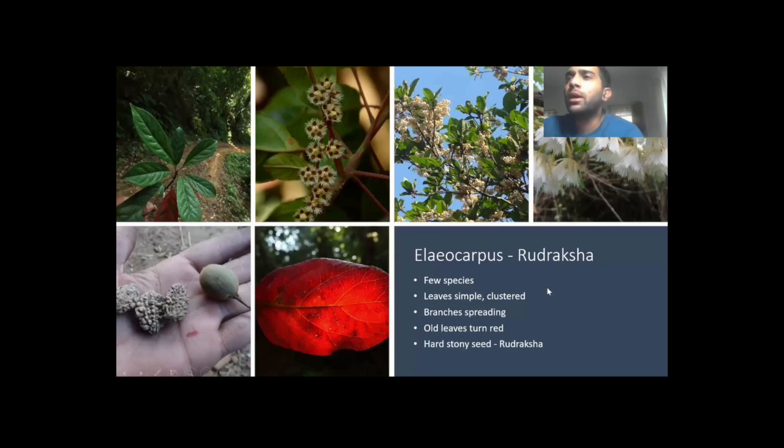Then you also have elaeocarps, very common across the Ghats. There are a few species of elaeocarps. Elaeocarpus is the genus. Rudraksha is Rudraksi. They make malas out of them, make garlands, and for Hindu religious things. The main way to identify some of them is that they have simple leaves in clusters. Usually the old leaves start to turn red. So you'll either see it on the tree or under the tree with the fallen leaves. Also, you might see red like that.